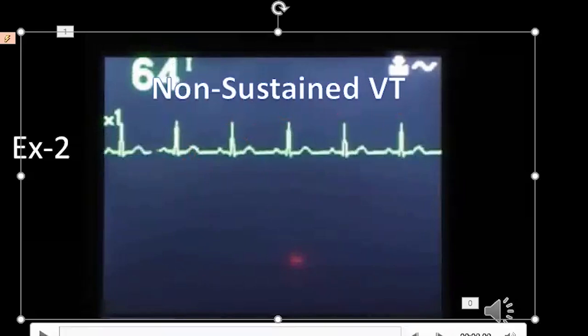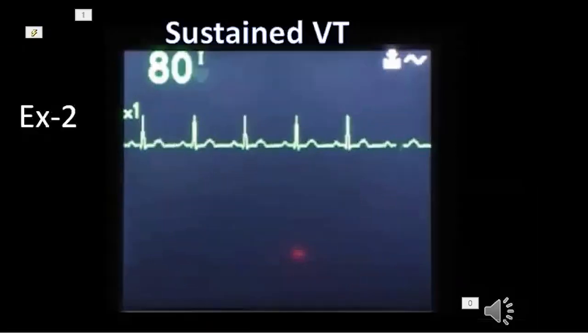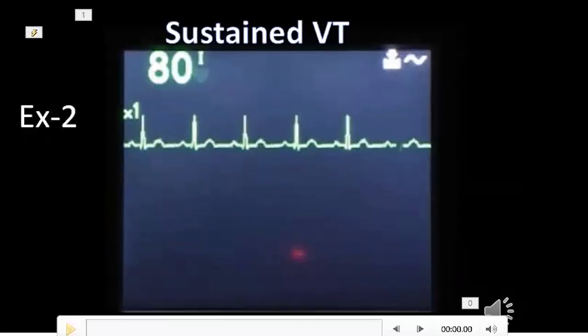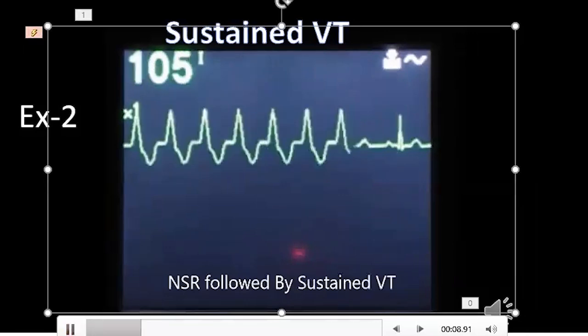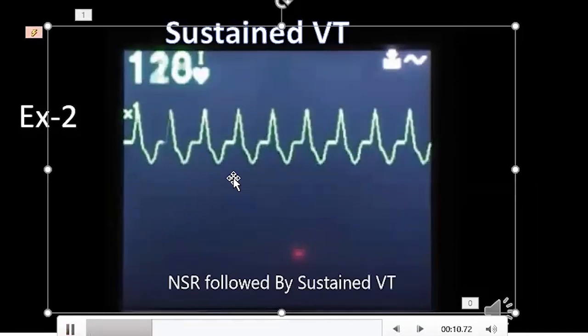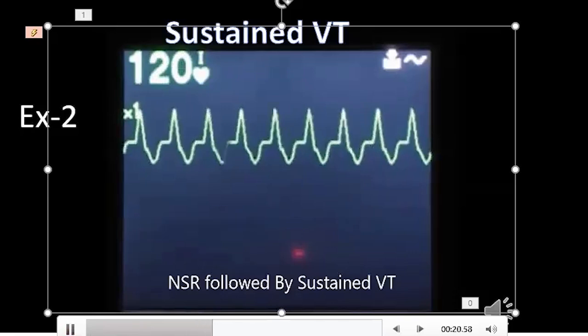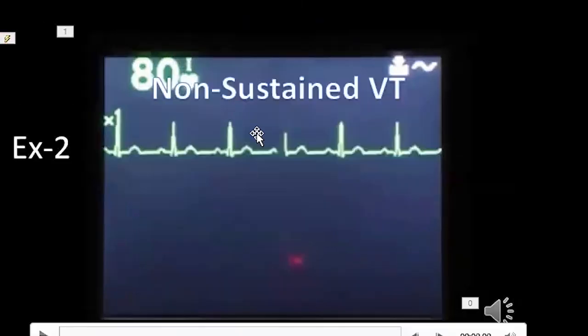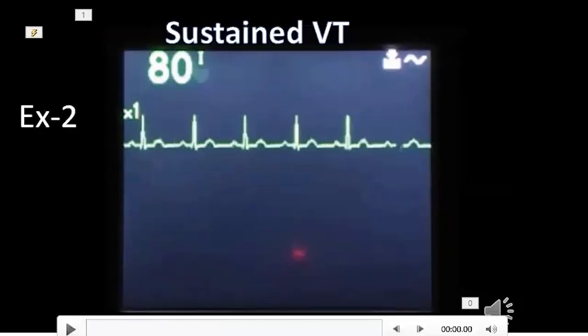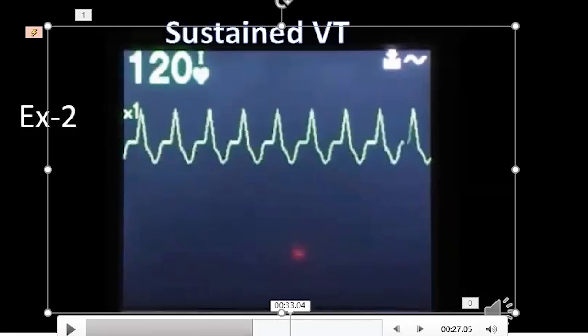Now this is the alarming sign whenever you see a non-sustained VT: the same patient, after some time, here you can see ventricular tachycardia appeared, and it is not reverting back on its own. So this is sustained VT, or normally we call it VT in the clinical scenario. Previously this was non-sustained. It was not able to sustain after 2 or 3 beats. It got reverted back. Here, in the next slide, you can see the sustained VT. Now it's not reverting back.